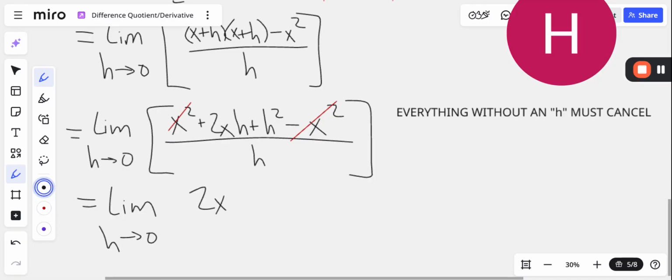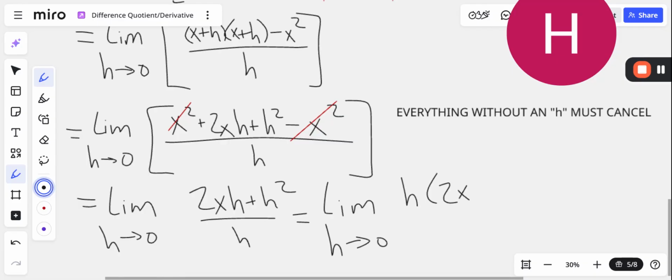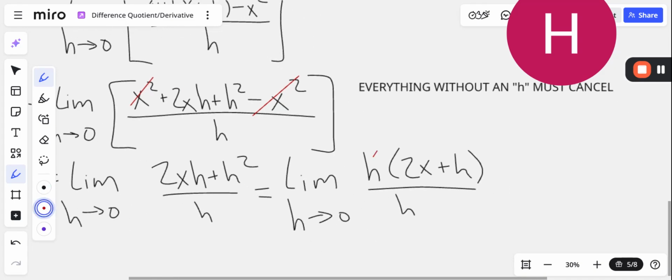So we have 2xh plus h squared over h. This is promising because now that there's only h stuff left in the numerator, I can factor it out. And when I factor things out, I can cancel.